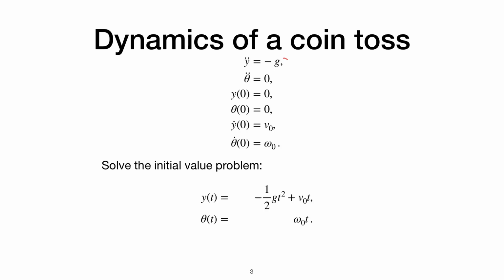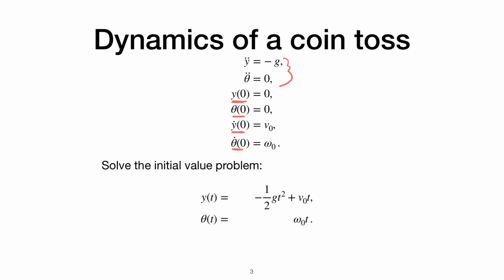We've shown that the dynamics of a coin toss can be described with a system of second-order differential equations, which you see right here. And of course, to solve the system of differential equations, you need 4 initial conditions: where the particle is at time 0, what its angle is at time 0, what the initial velocity is at time 0, and what the initial angular velocity is at time 0.